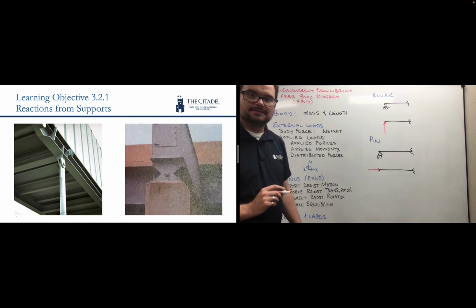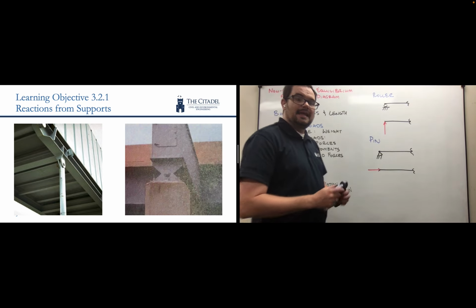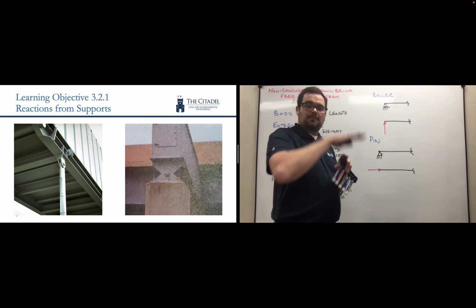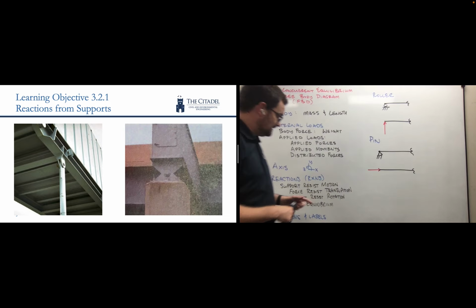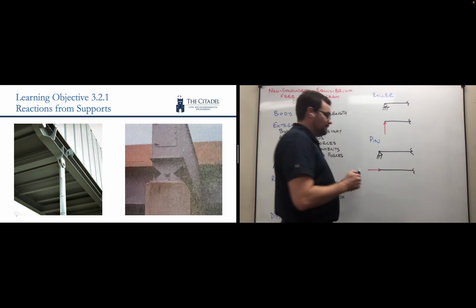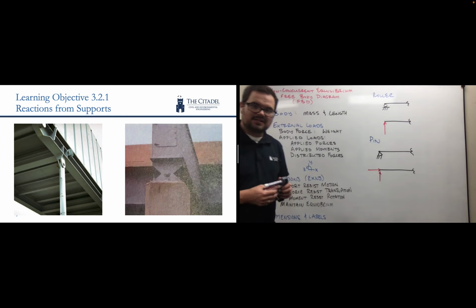Something like that. Okay? Because it resists translation horizontally. Can ask the same question. If I try to lift up or push down, will it resist vertical translation? And the answer is yes. It does resist vertical translation. Therefore, I need a force that's going to resist that translation.